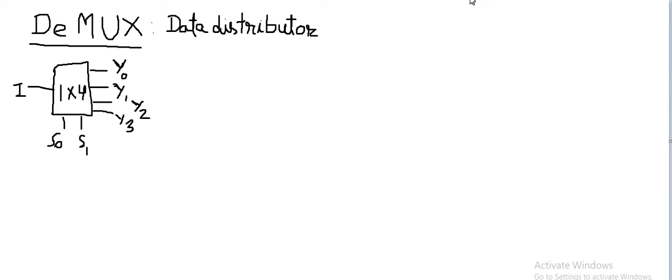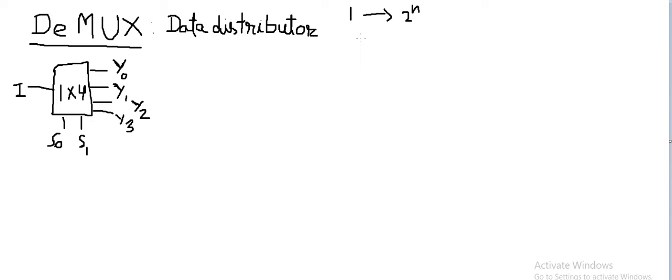Today in this video lecture in the series of computer system architecture, I am going to explain the concept of de-multiplexer. De-multiplexer is also known as data distributor. It has one input line and it distributes this input into 2 raised to power n output lines.